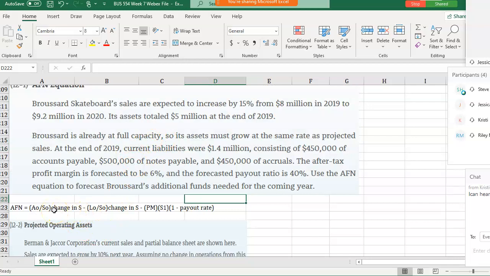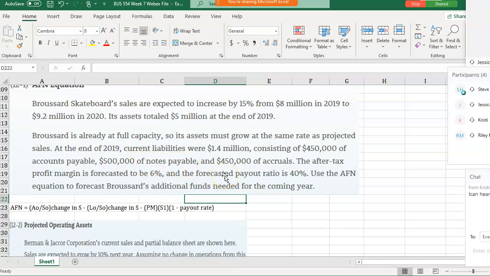So that's a plus. I then subtract from that my liabilities, and I subtract from that what I call my spontaneous liabilities. And so my spontaneous liabilities are liabilities that change with my level of sales. So if sales go up or down, those spontaneous liabilities naturally go up and down and follow along. Okay, and that would be your accounts payable and your accruals. And I mentioned that earlier. The notes payable is not spontaneous.